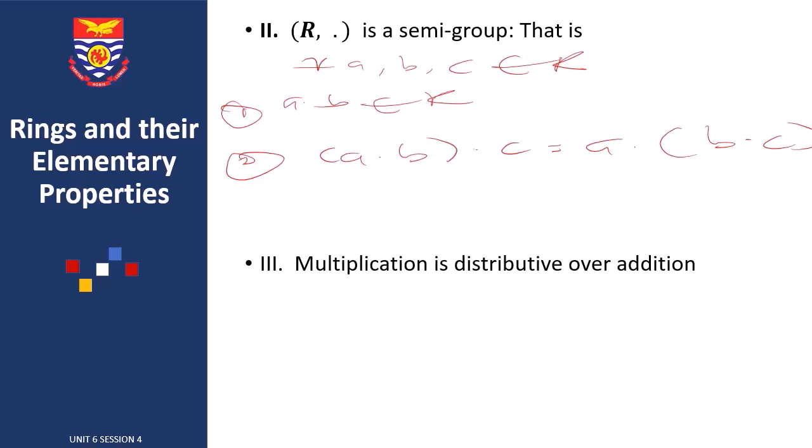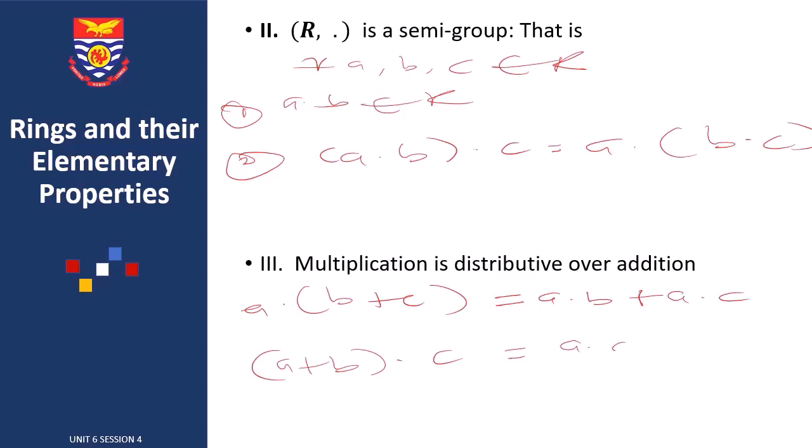Here we may have right distribution or left distribution. For instance, we have A dot B plus C, equal to A dot B plus A dot C. We call this one left distribution. You can see where the A dot is on the left hand side. And then we can also have the other one, A plus B dot C, where the multiplication is on the right hand side, and that is A dot C plus B dot C. That is right distribution.